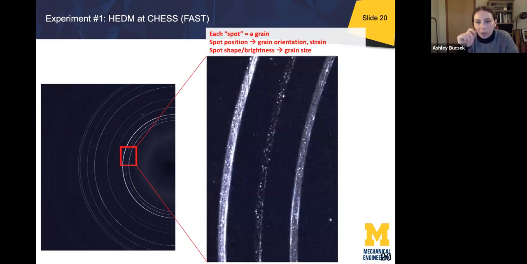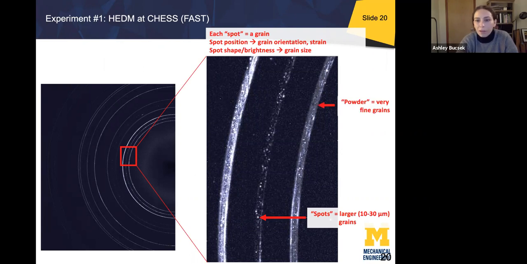So I'm just going to zoom in so we can see it a little clearer. Our initial as-deformed microstructure consists of 2 different things. We have this powder, these very fine, highly deformed nanocrystalline grains, and then we have these larger 10 to 30 micron grains. And we've verified all this with EBSD as well. So this is our as-deformed microstructure, and then I'll show what it looks like as we heated it.